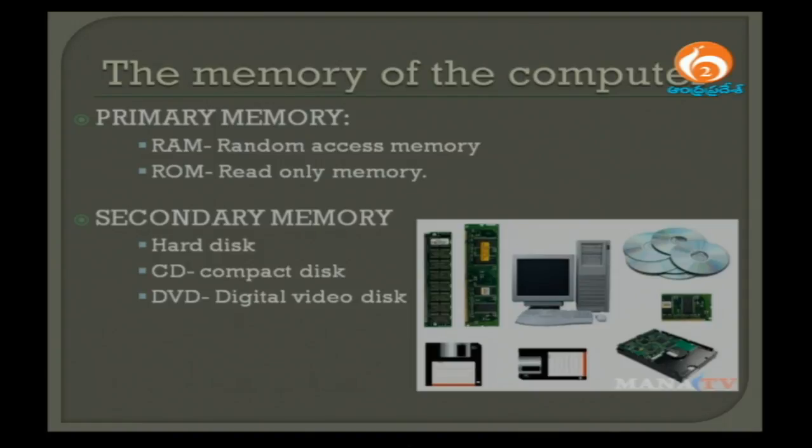If you can see here, the computer has two kinds of memories: primary memory and secondary memory. The first one, in the primary memory, is RAM, R-A-M, which is also called random access memory. And the second one in primary memory is ROM, R-O-M. And what is ROM? It is read-only memory. Now I'll explain about primary memory.